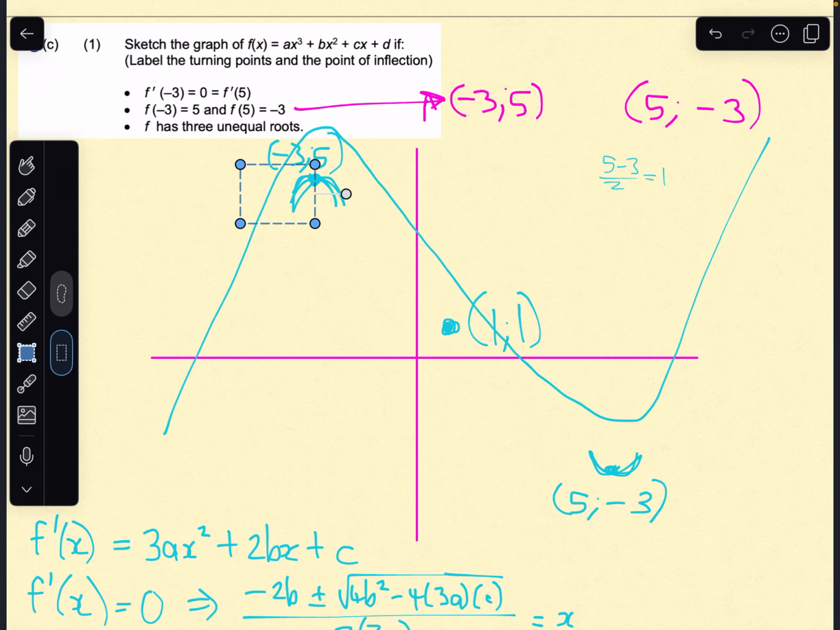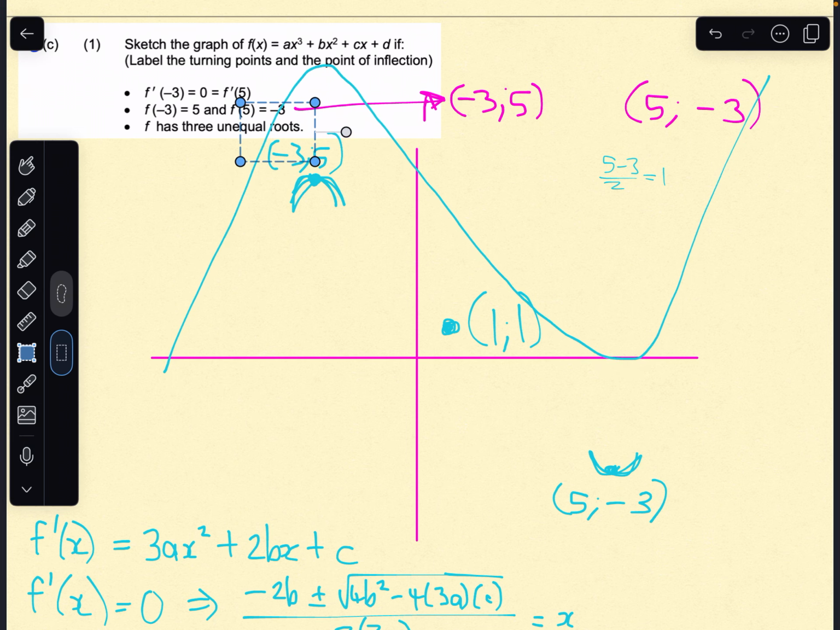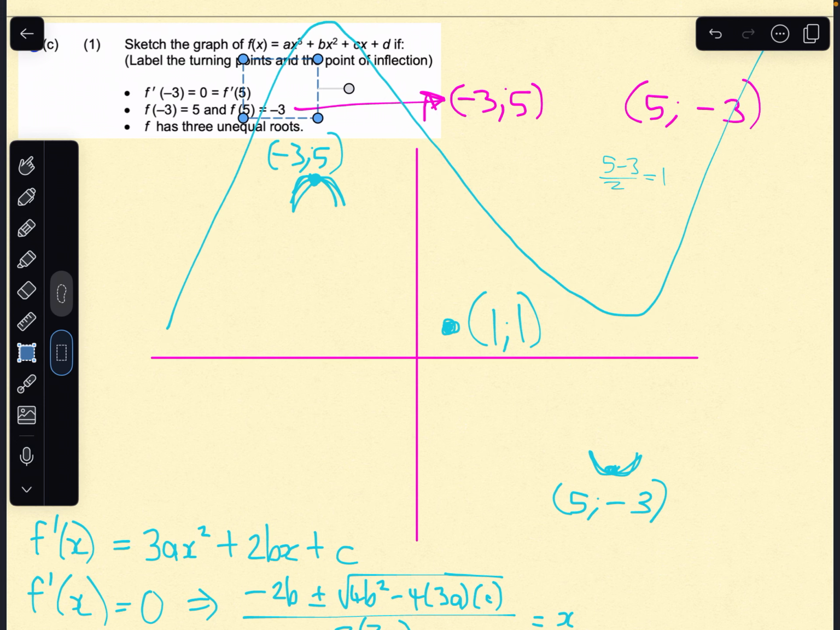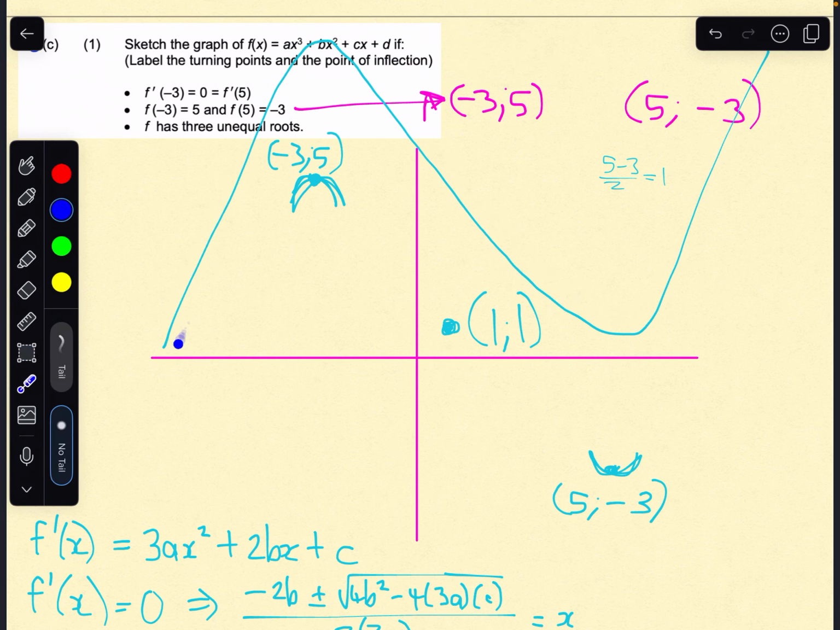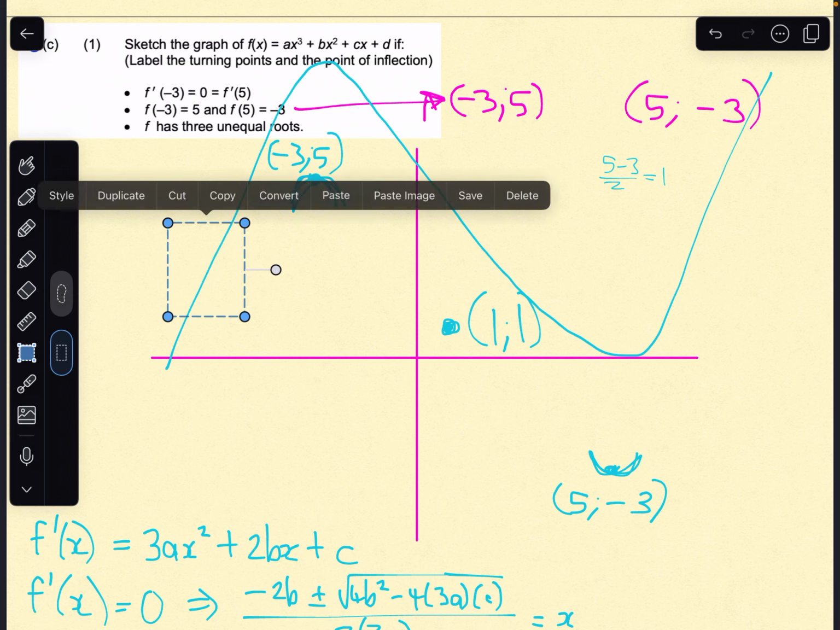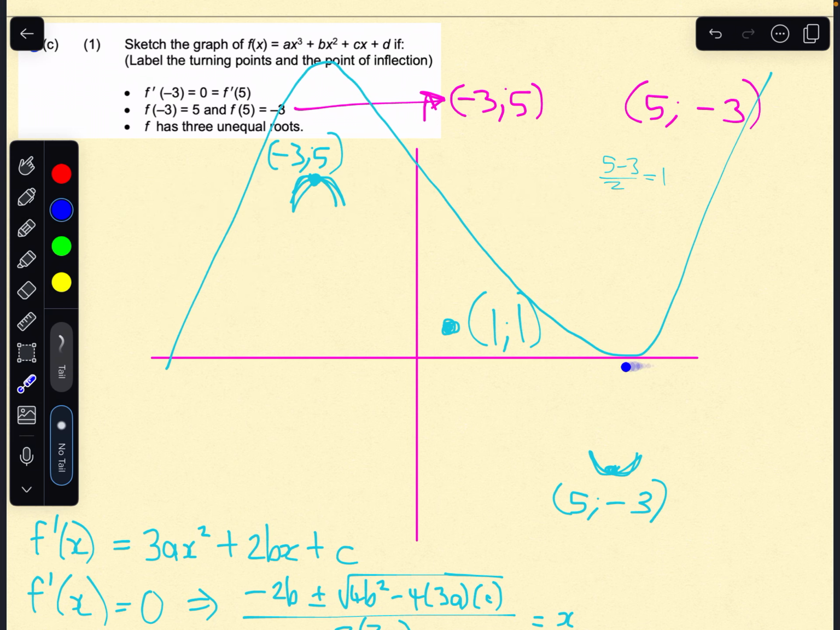If I move it up, boom, that's where we cut it twice. And if I move it further up than that, that's when we only cut it once. If you imagine that this goes on to infinity, right? So the key there is to get this turning point over here. And if you move the curve up beyond that, then we will only cut the x-axis once. So that's the one scenario.